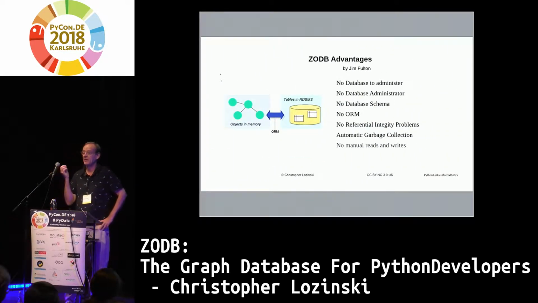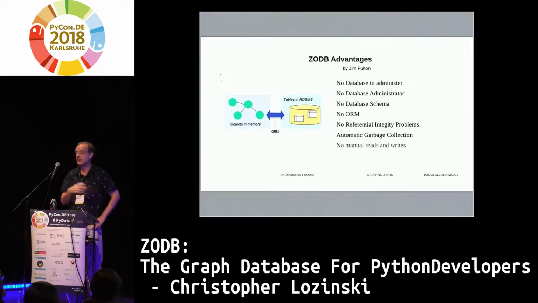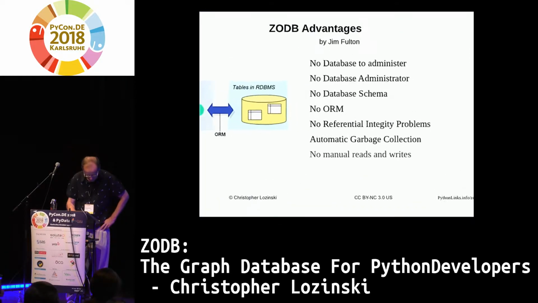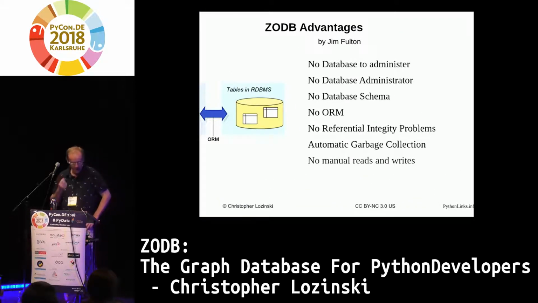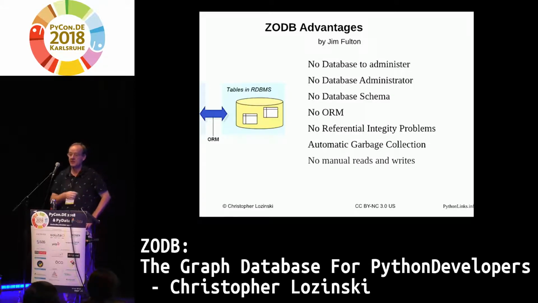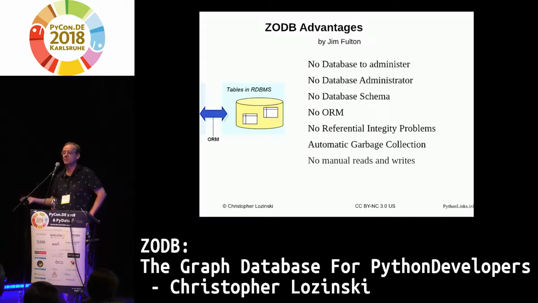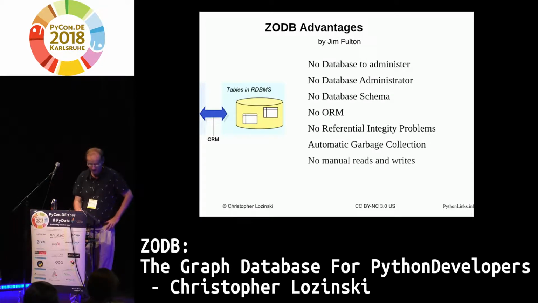I tossed out the database, right? I just have a file that I store. So I don't have a database. I don't have to have a database administrator. I don't have to know how to be a database administrator. Okay, that's another simplification. I don't have a database schema. I don't have an object relational mapper. What else do we have here? I don't have referential integrity problems. I have automatic garbage collection, so I don't have to worry about that. And I don't have any manual reads and writes. So just huge simplifications from using a graph database.